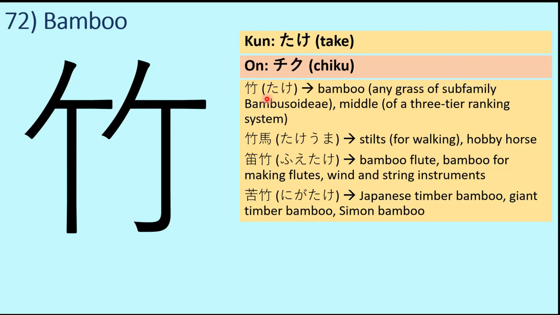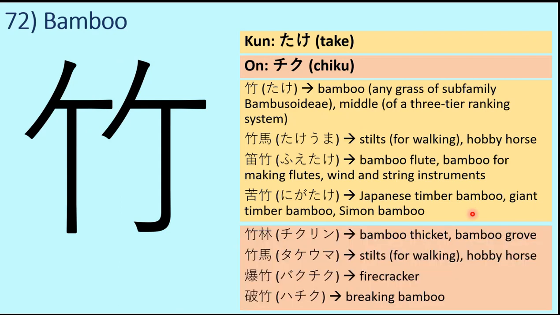Okay, coming back to bamboo, take, and then we have takeuma. Takeuma means stilts for walking or hobby horse. Then we have fuetake. Fuetake means bamboo flute, bamboo for making flutes, and also it can mean generic wind and string instruments. Then we have nigatake. Nigatake means Japanese timber bamboo, giant timber bamboo or the Simon bamboo.